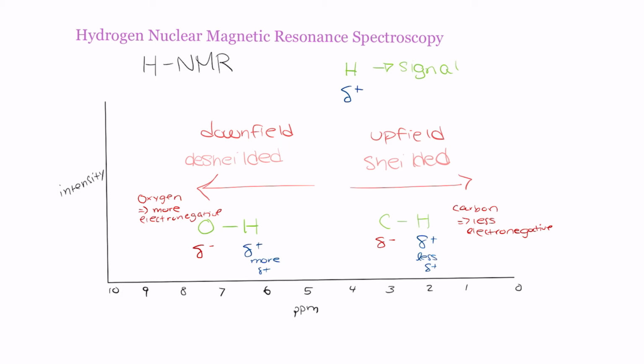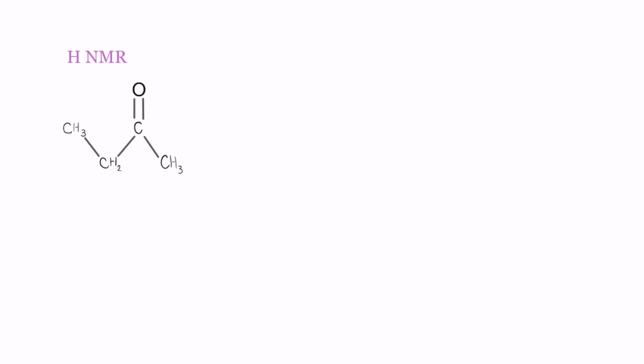So if we were to compare those two hydrogens, we would say that this hydrogen is going to be way more delta positive than this one. So now let's go ahead and draw the HNMR graph that would correspond to this structure.